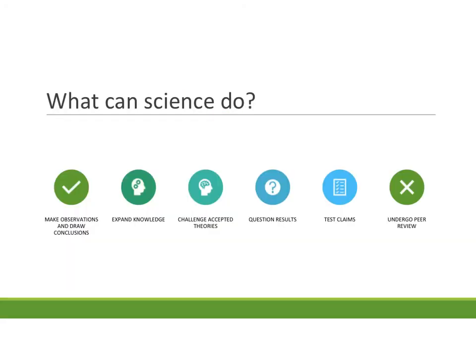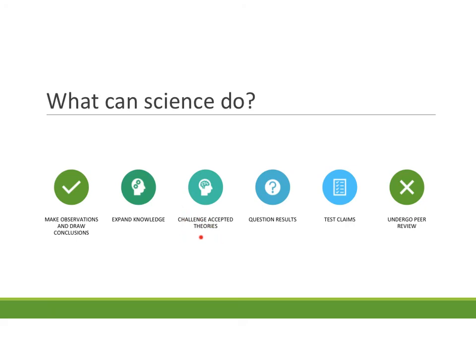So that brings us to what can science actually do? So science can make observations and draw conclusions. Science can expand our knowledge. Science challenges accepted theories. Okay? Science questions results. It tests claims and it undergoes peer review. So basically, what that means is science is really argumentative. Okay? For those of you who love to argue and love debate, you will love science. So everything in science is up for debate and it's up for review.